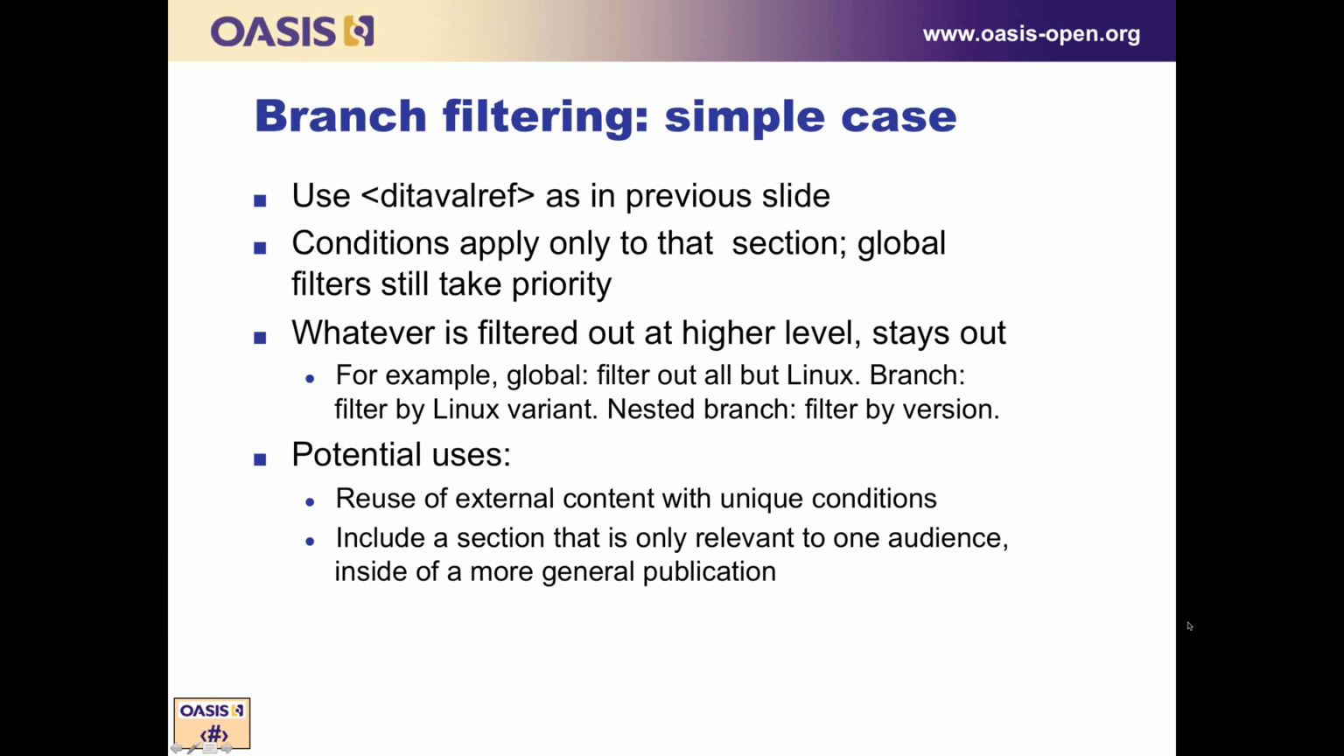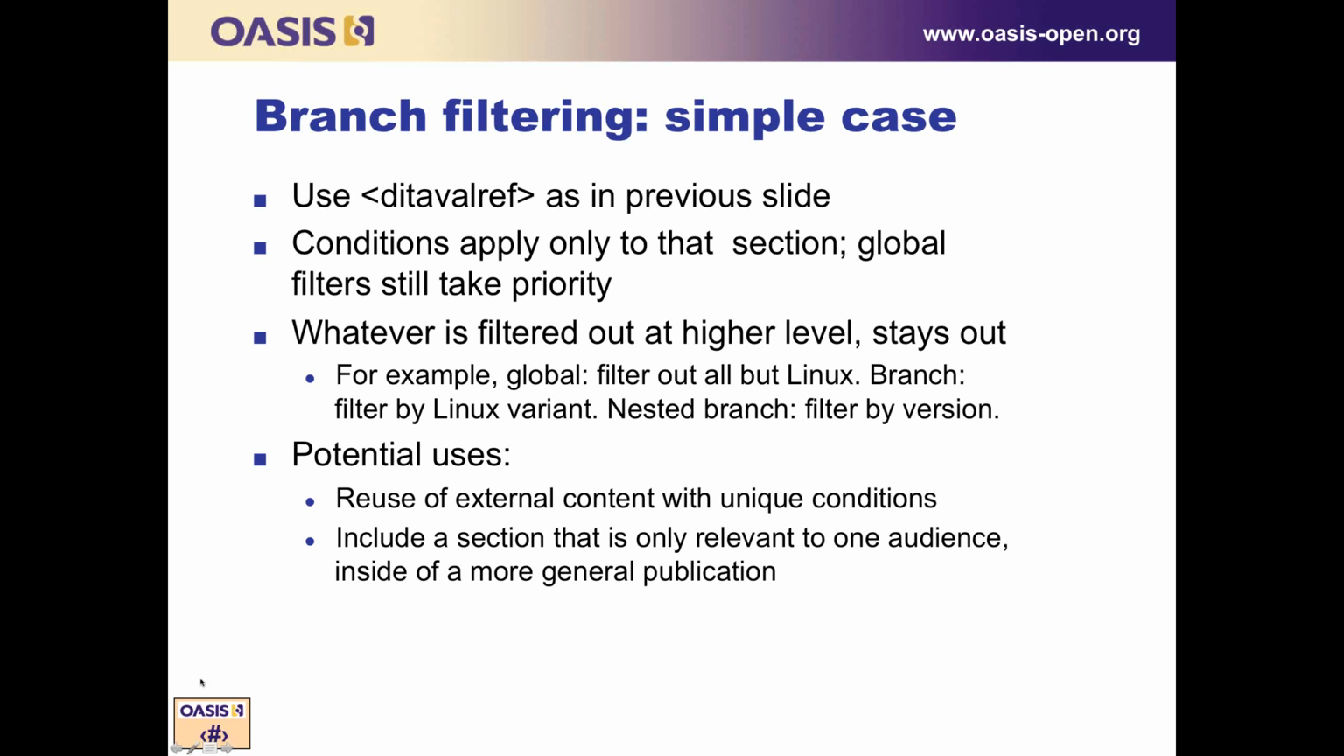A couple of potential uses you can see here on the slide. You may be reusing external content that has conditions that you don't use elsewhere, or you may want to publish something where a section is only relevant to one audience. As I say, that's the simple case. But what else can it do? The branch filtering mechanism also allows you to publish a single branch of content multiple times within a single publication, applying different conditions each time.